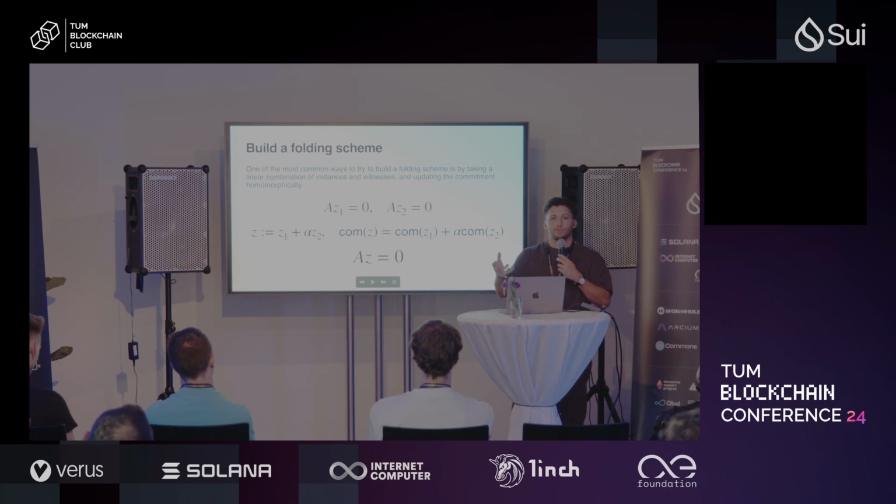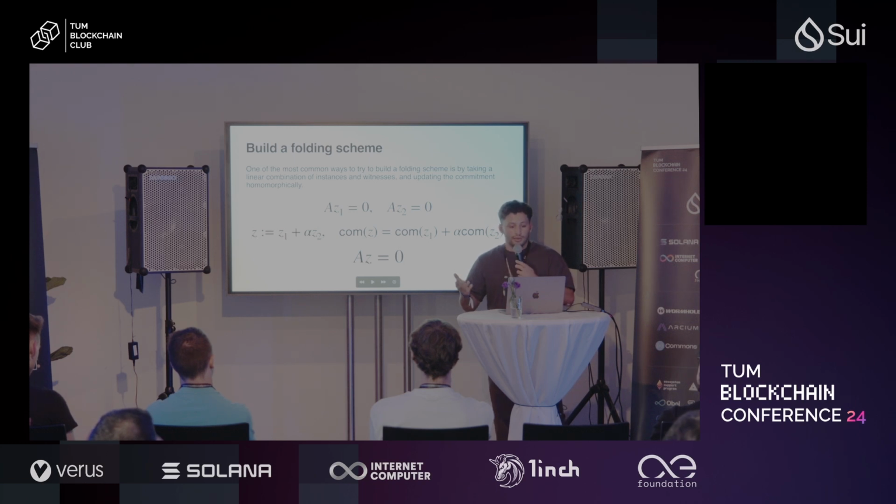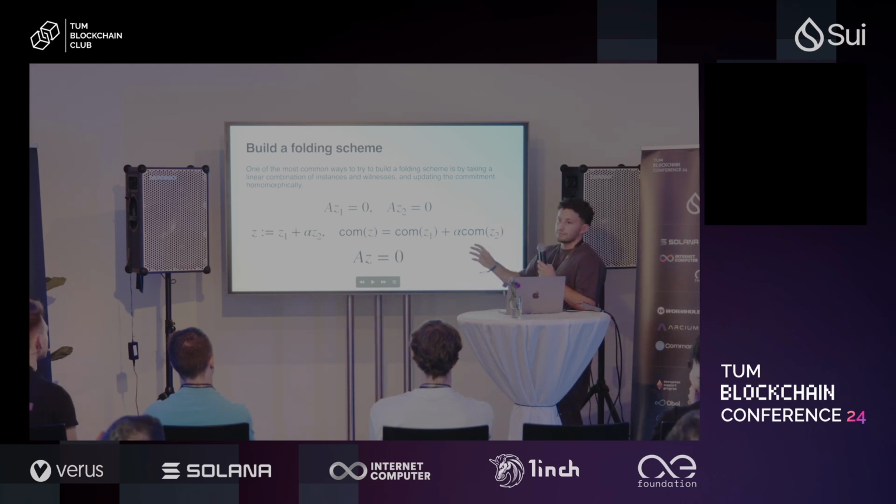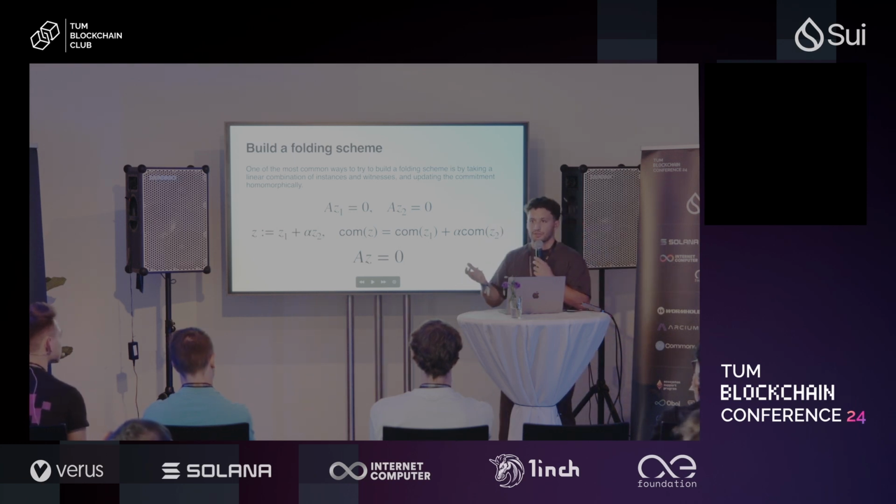In this way, I've reduced the two problems of showing that z1 and z2 equal 0 when multiplied by A to the problem of showing that z has this property. Okay, so that's the very simple idea.